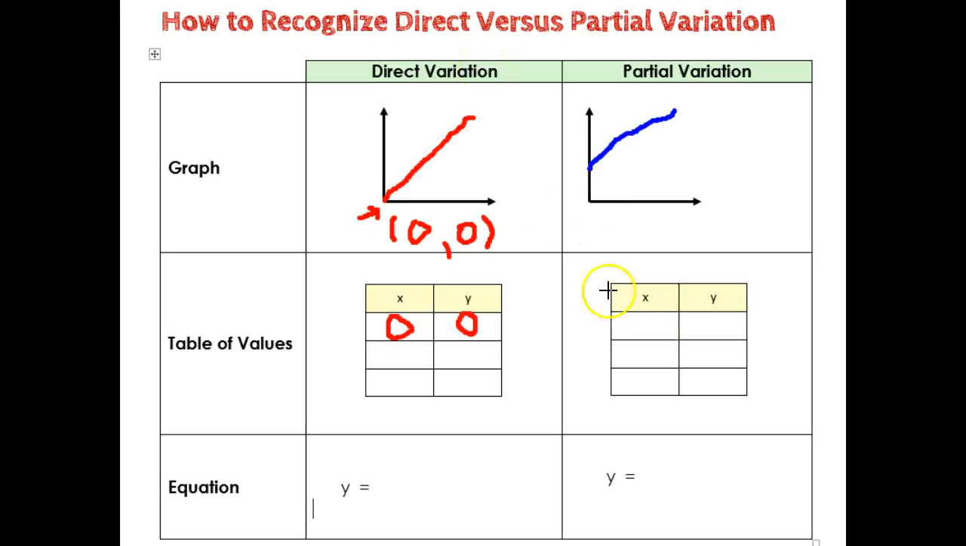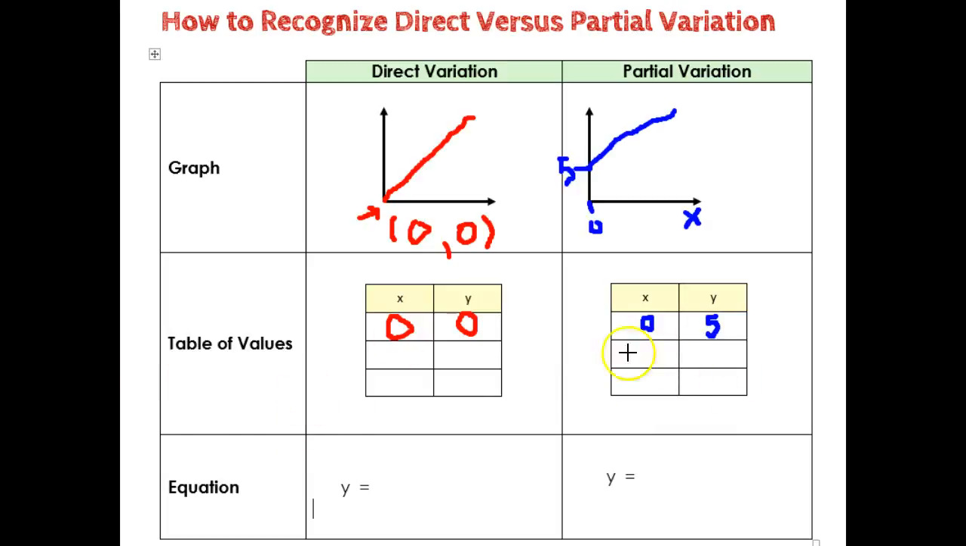Let's look at partial variation. Again, remember the value of x, here's my x-axis, the value of x is still going to be 0. It's just that the value of y is not going to be 0. So I'm going to look to see where x is 0, and I'm going to look to see if there's a value other than 0 for y. So for example, let's say this was 5, then I would expect to see 0 and some other number, in this case 5.